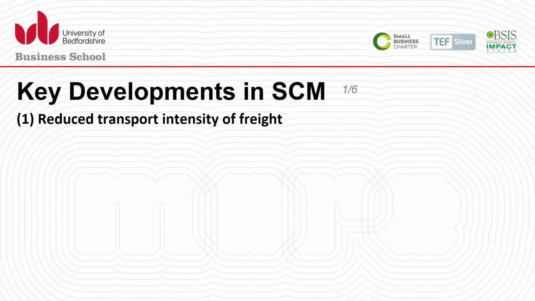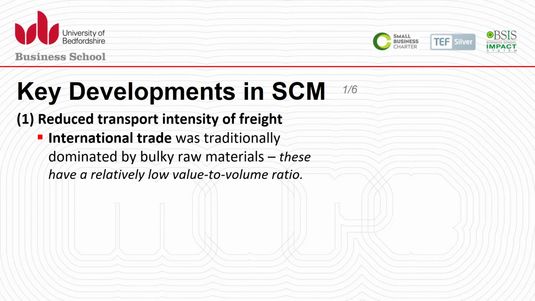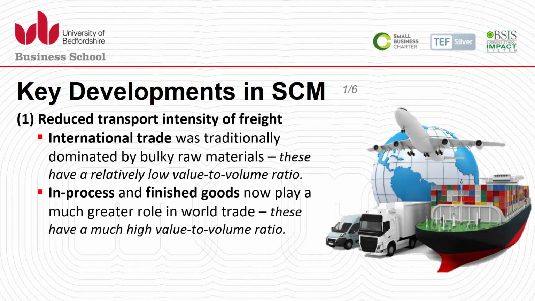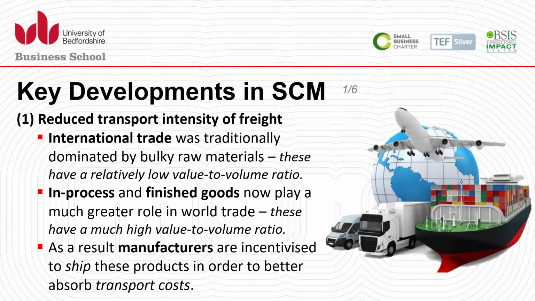The key developments in supply chain management, if you look at this slide, we can see the reduced transport intensity of freight is one of the important developments. International trade was traditionally dominated by bulky raw material. These have a relatively low value to volume ratio. Now, with the development, we can see in-process and finished products now play a much greater role in world trade. These have a much higher value to volume ratio. As a result, manufacturers are incentivized to ship these products in order to better absorb transport cost.